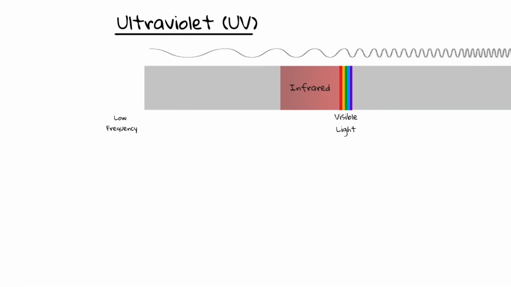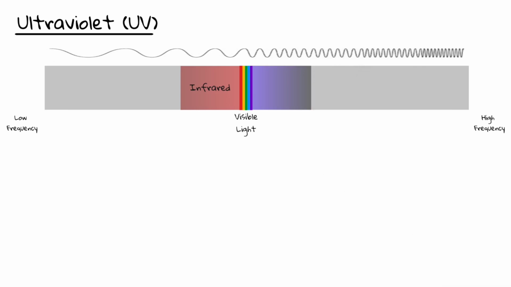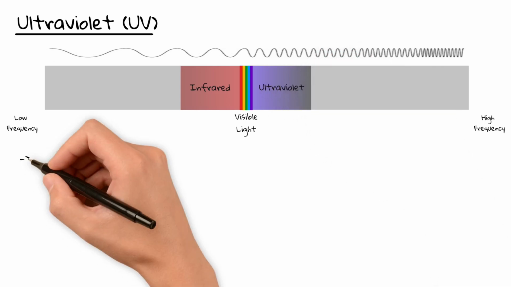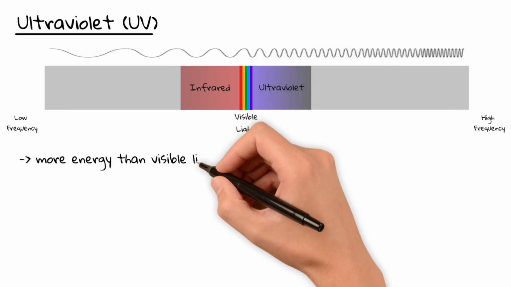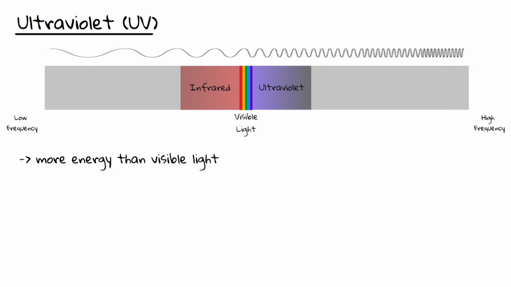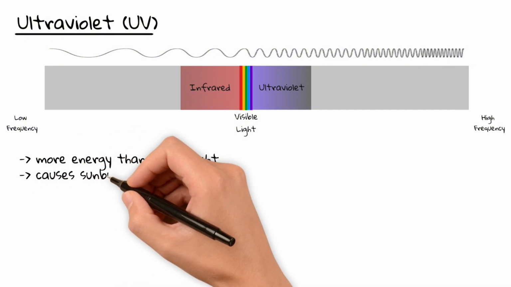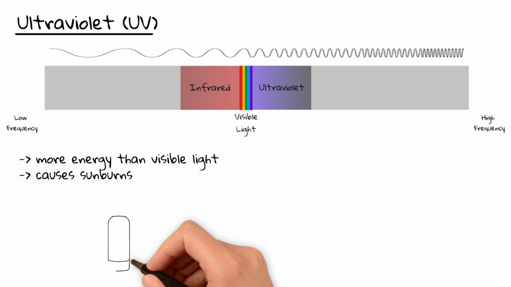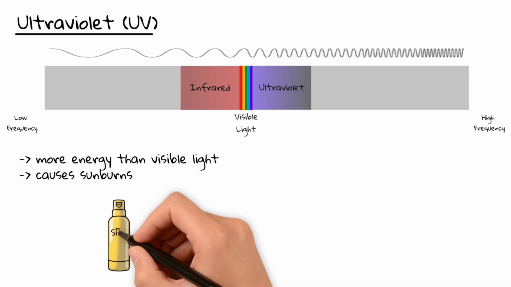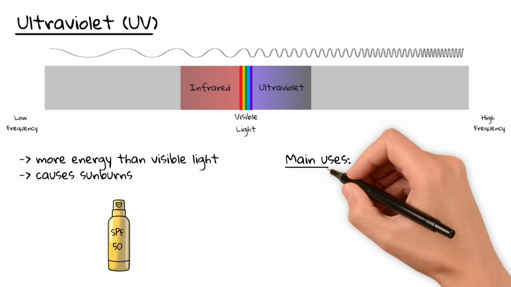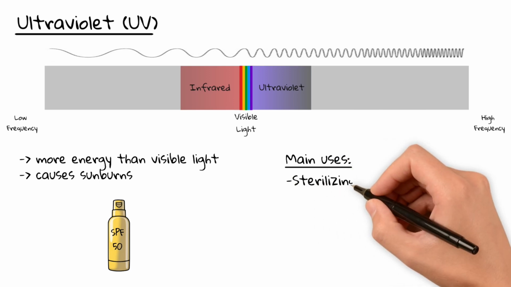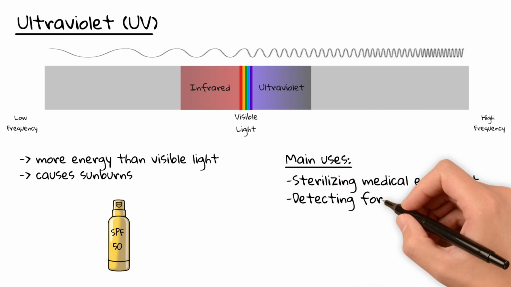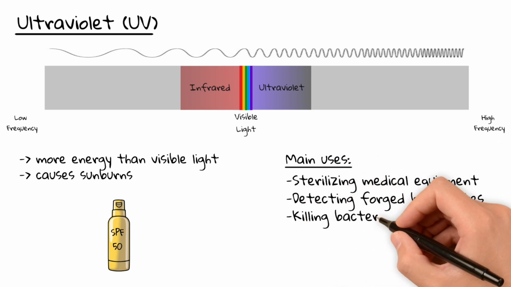On the other side of the visible light is ultraviolet or UV light. It has more energy than visible light. The sun emits UV rays too, and while a little helps our skin make vitamin D, too much can damage skin cells. This is why sunscreen is so important. The main uses of UV light are sterilizing medical equipment, detecting forged banknotes, and killing bacteria in water.